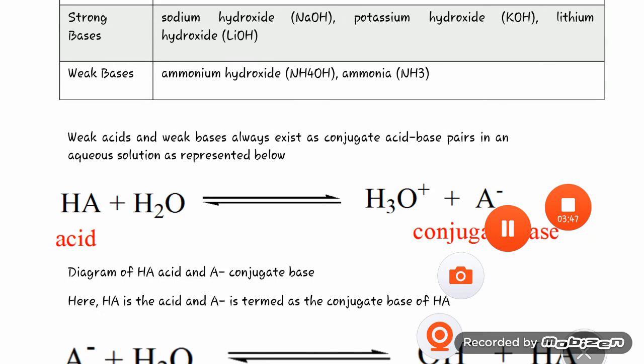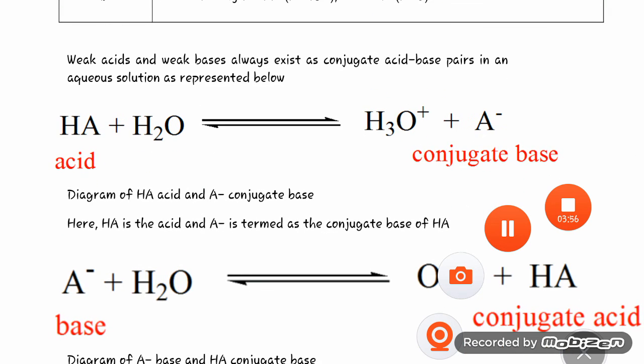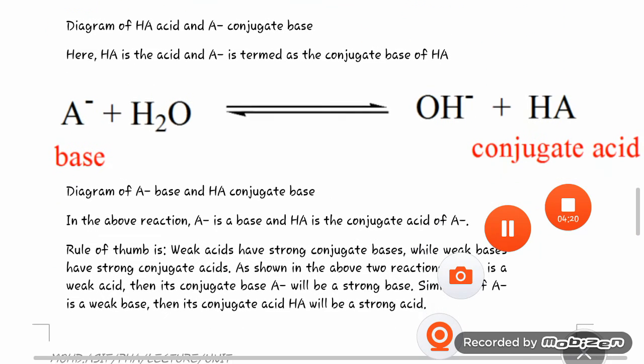Next, weak acids and weak bases always exist as conjugate acid-base pairs in an aqueous solution as represented below. So you can see here the diagram of HA acid and A- conjugate base. When it reacts with the water, it gives H3O+ and a conjugate base. Here HA is the acid and A- is termed the conjugate base of HA.